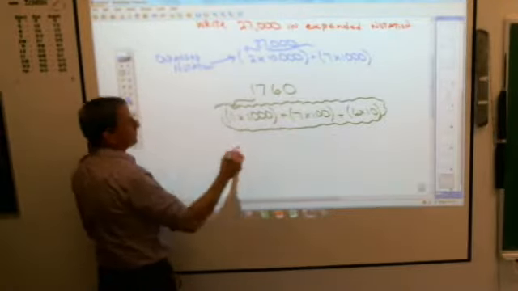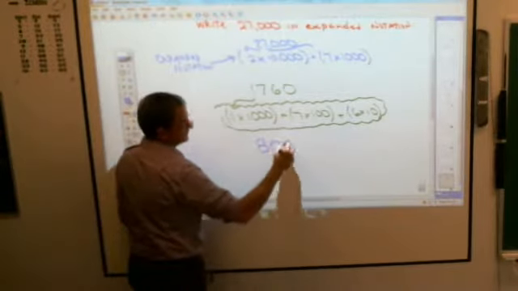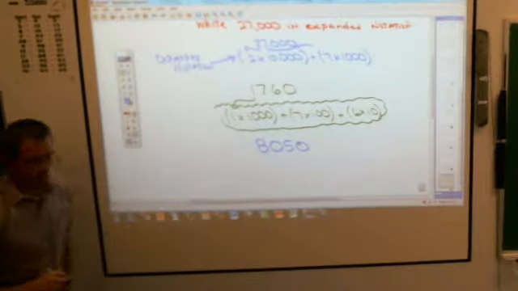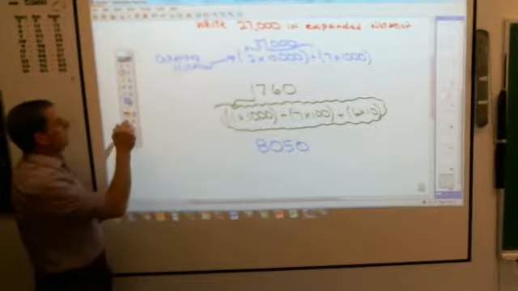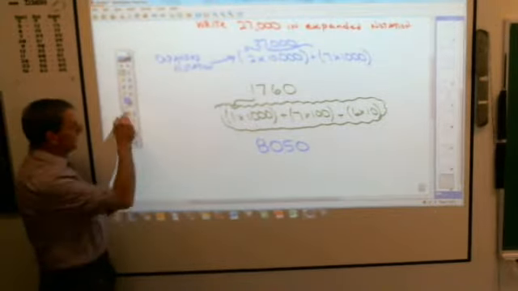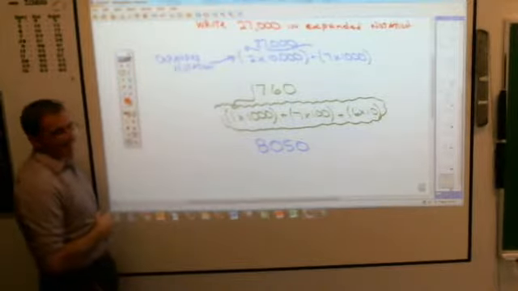8,050. Please, please, please, jot down what that would be in expanded notation. It should not be terribly long or difficult or drawn out. Anybody care to venture what 8,050 written out in expanded notation is?